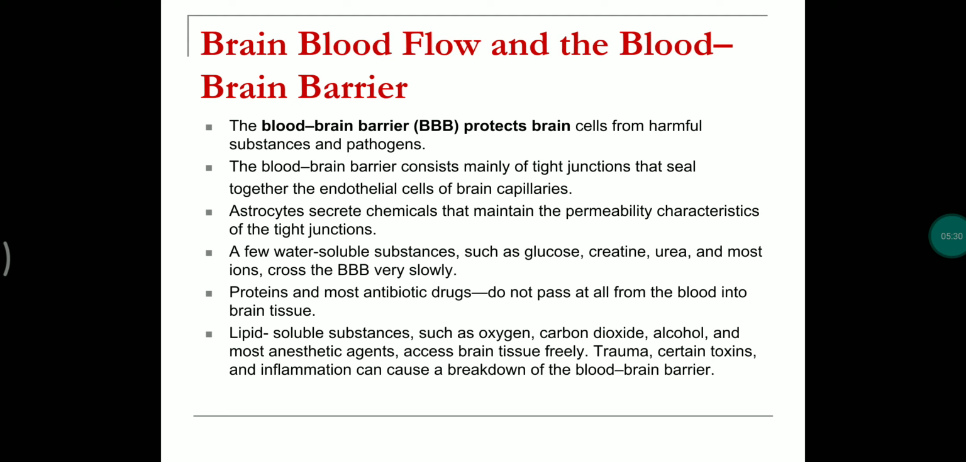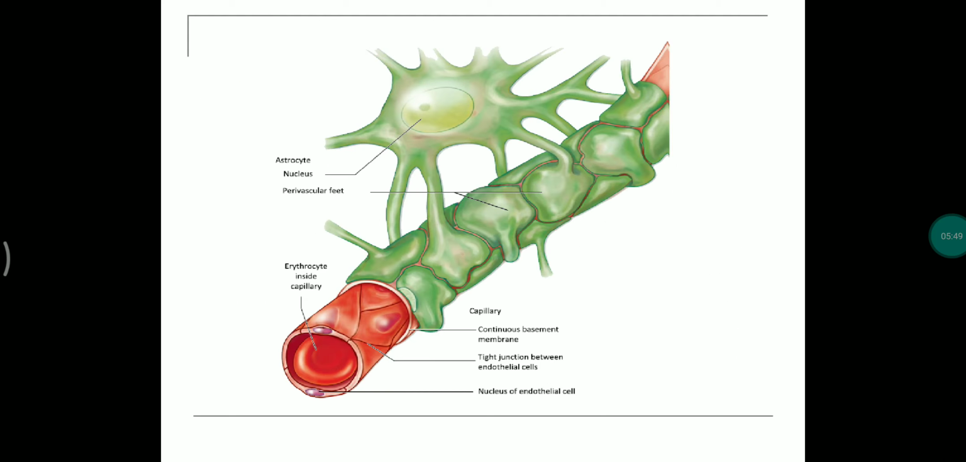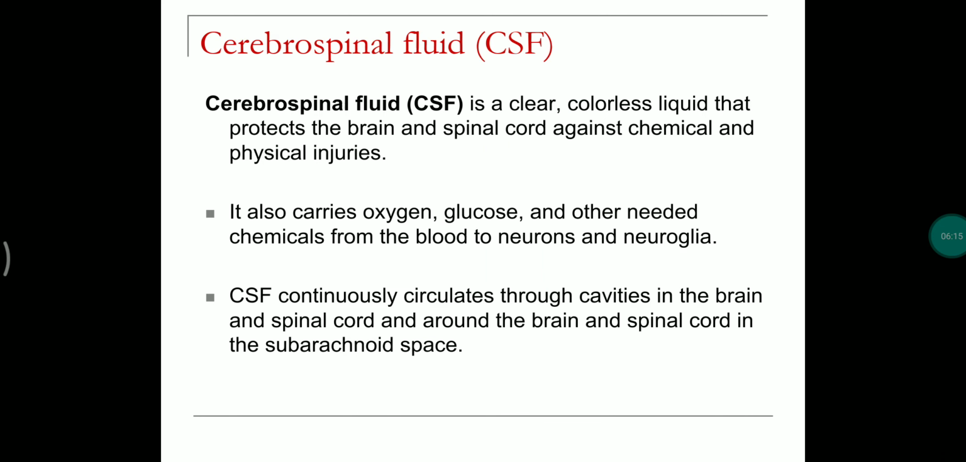A few water soluble substances like glucose, creatinine, urea, and most of the ions cross the blood-brain barrier very slowly. Proteins and most antibiotic drugs do not pass the blood-brain barrier, whereas lipid soluble substances cross the blood-brain barrier very easily. So here is the structure of the blood-brain barrier. The green colored structures are astrocytes, and their cytoplasmic projections surround the endothelial cells of the capillaries and form tight junctions with the endothelial cells, thereby regulating the permeability between the blood vessels and the external environment of the brain.